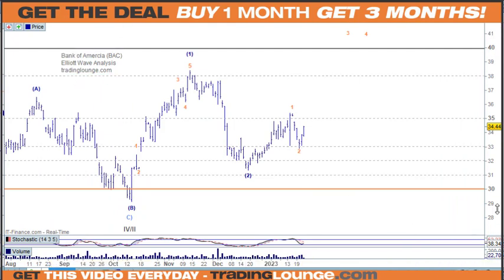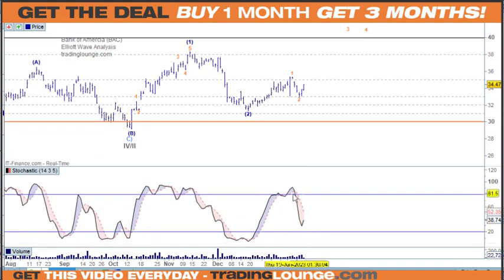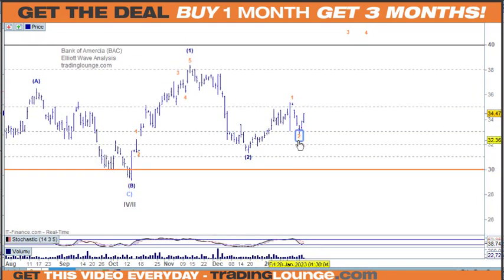Bank of America. Based on this little 5-wave structure here, it's got that spike in there, but still, we're looking for wave 1 here and wave 2. So this is moving up. Everything's going according to plan here. This is turning. Everything is good. So this is also a buy here in this case.